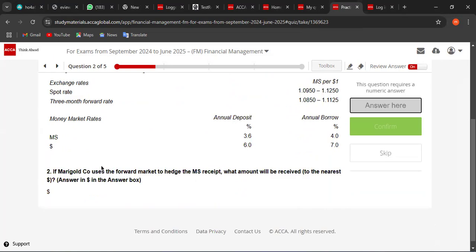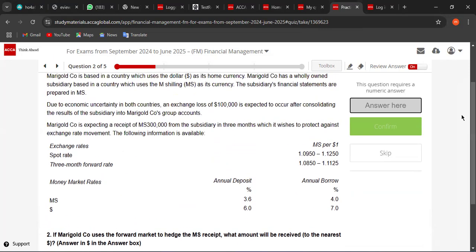Now, if the company uses the forward market, what amount will be received? Again, see, you have to receive this. The forward rate is 1.08, as these are receipts. The answer should be lower, so divide by the higher rate, 1.1125. 300 divided by 1.1125. How much are you getting? 269663.